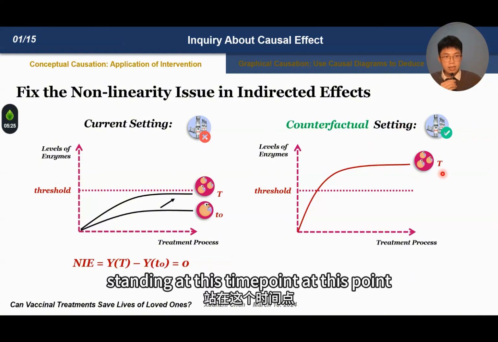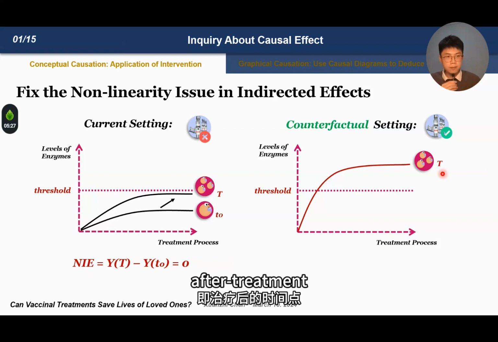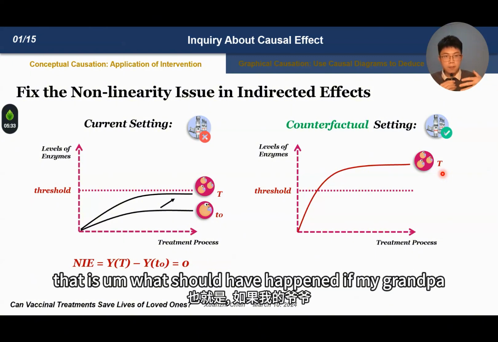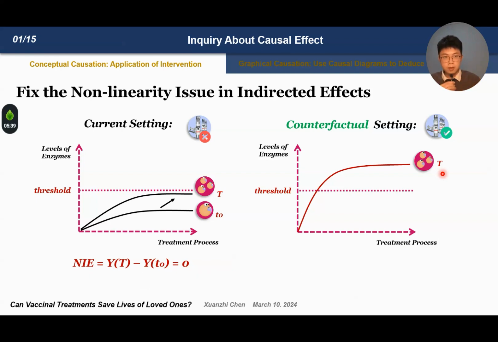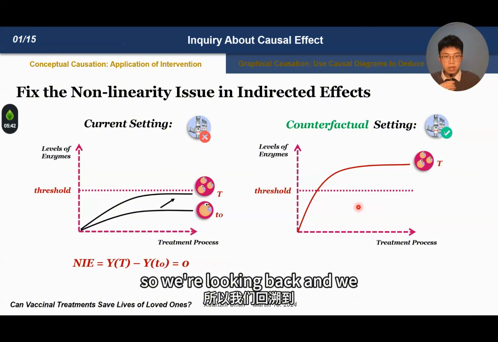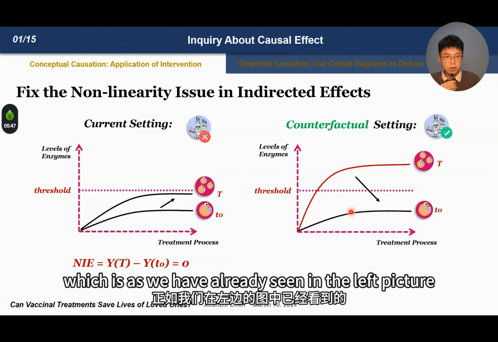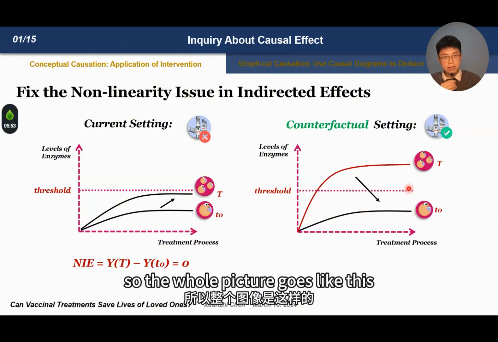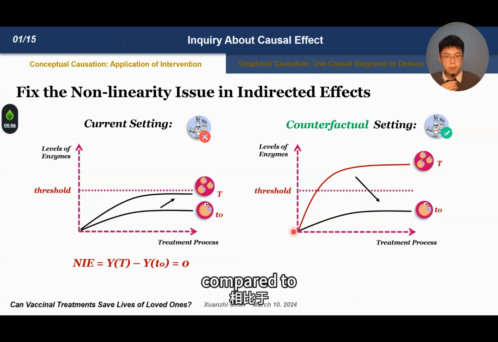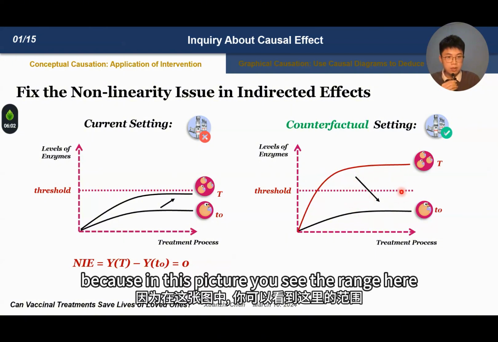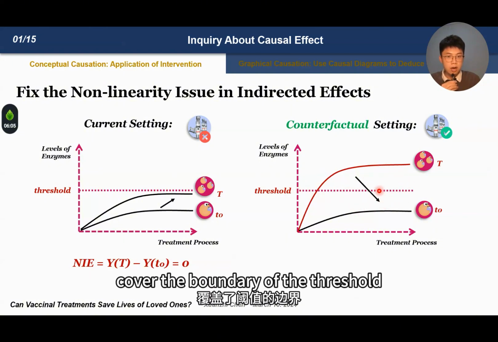And standing at this point after treatment, let's look retrospectively and ask a counterfactual question. That is, what should have happened if my grandpa hadn't taken a vaccine treatment? So we're looking back and we go into the initial time point t0, which is as we have already seen in the left picture. So the whole picture goes like this. And this direction compared to this one, the left side is quite significant because in this picture, you see the range here cover the boundary of the threshold.